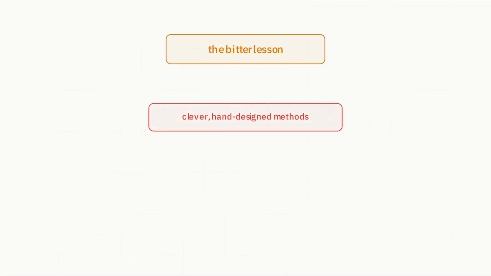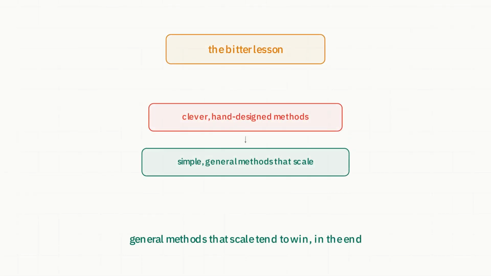This has been called the bitter lesson. Bitter because it's a little deflating for human ingenuity. Across decades of AI research, again and again, the elegant, clever, hand-designed approaches were eventually overtaken by simple, general methods that could just absorb more computation and more data. The lesson history keeps teaching is that general methods that scale tend to win, in the end, over clever methods that don't. Pre-training a giant transformer on the whole internet is that lesson, taken to its logical extreme.